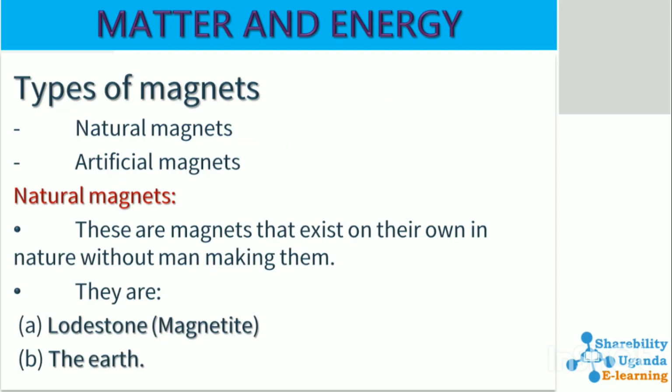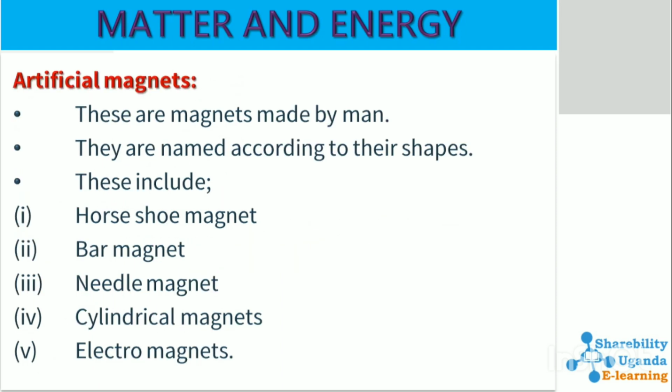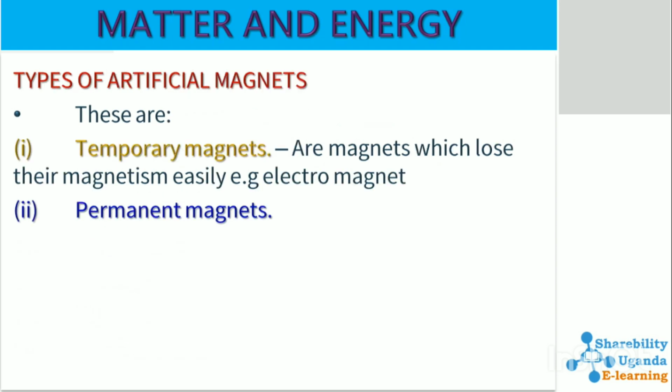We have various types of magnets. We have natural magnets and artificial magnets. Natural magnets are magnets that exist on their own in nature without being made by man, and they include lodestone and the earth. The earth itself is also a magnet because it has its own magnetic field. And then we have artificial magnets, which are magnets made by man, and they include horseshoe magnets, bar magnets, cylindrical magnets, needle magnets, and electromagnets.